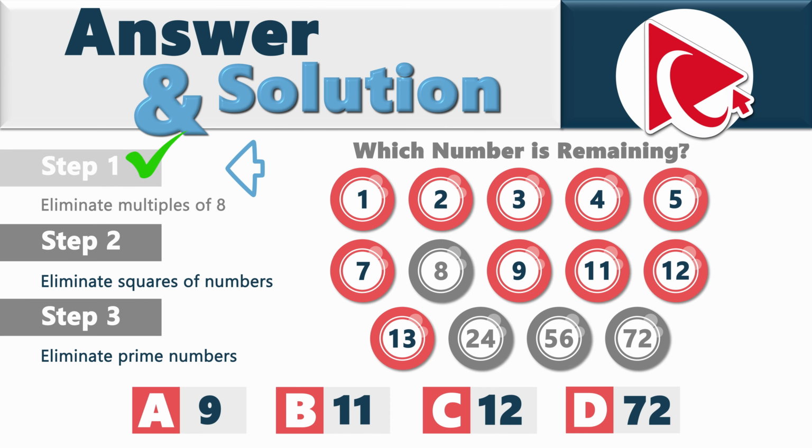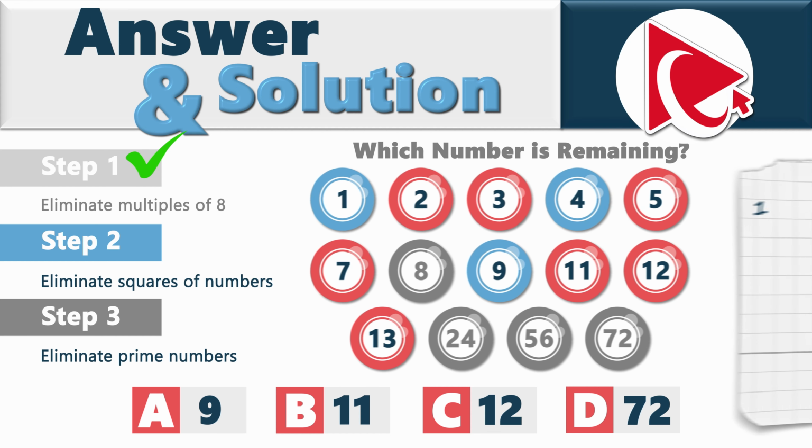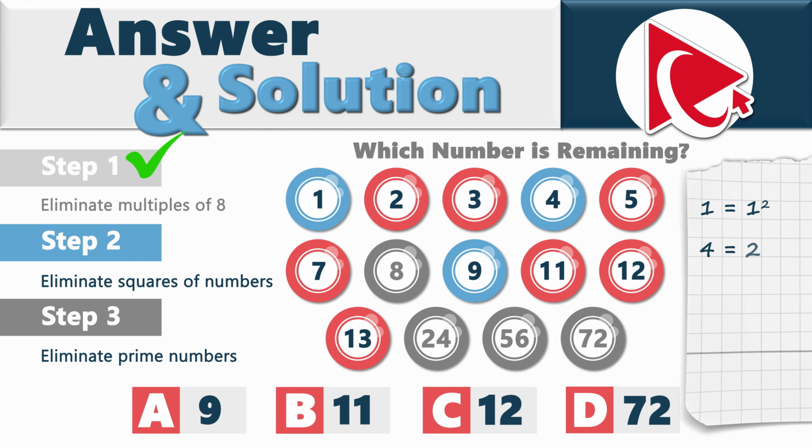We already solved step 1. In step 2, we need to eliminate square numbers. So the square numbers are here 1, 4, and 9. 1 is square of 1, 4 is square of 2, and 9 is square of 3.